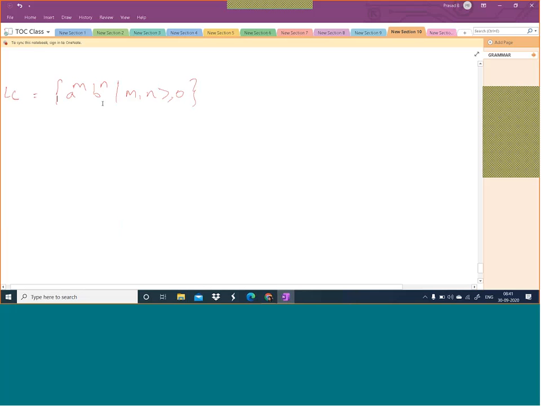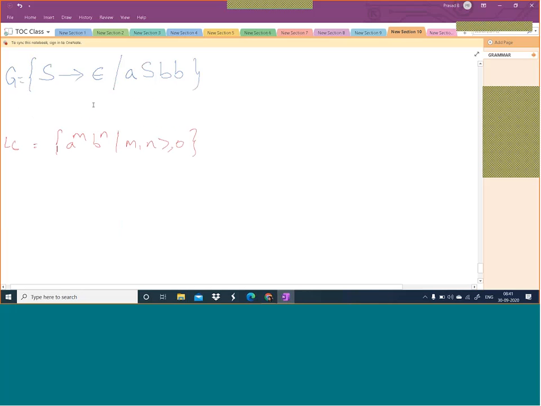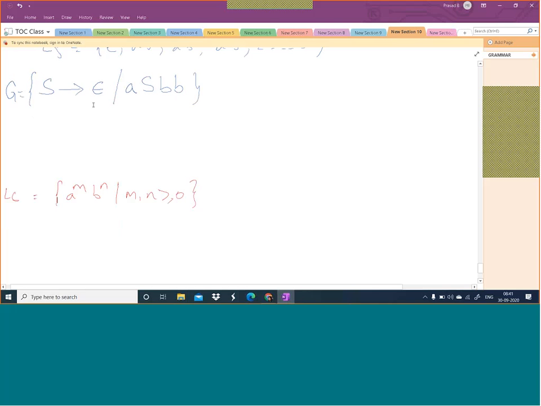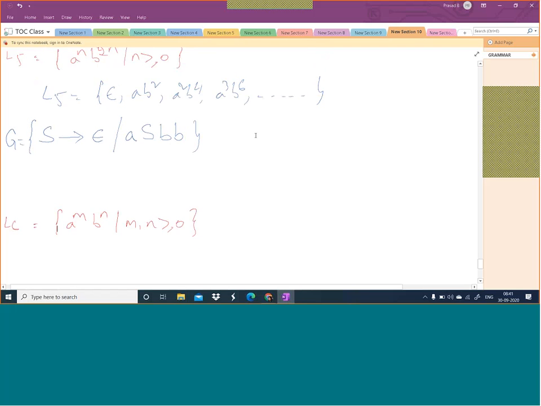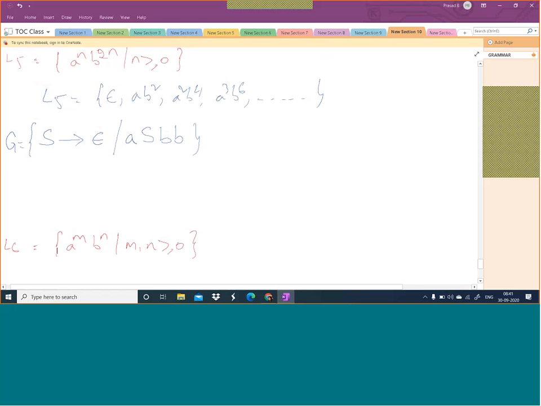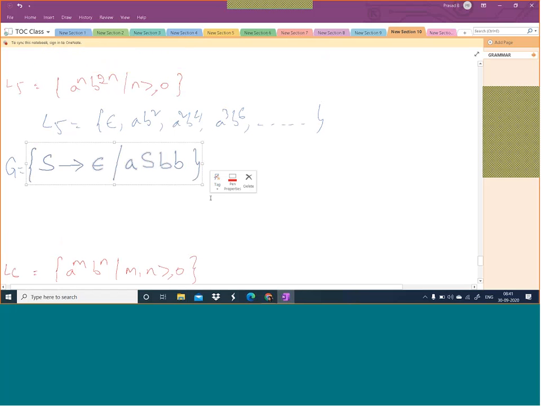L6 is not correct. And L5 is a or b, a, epsilon. L5 is this one. L6 is not correct.